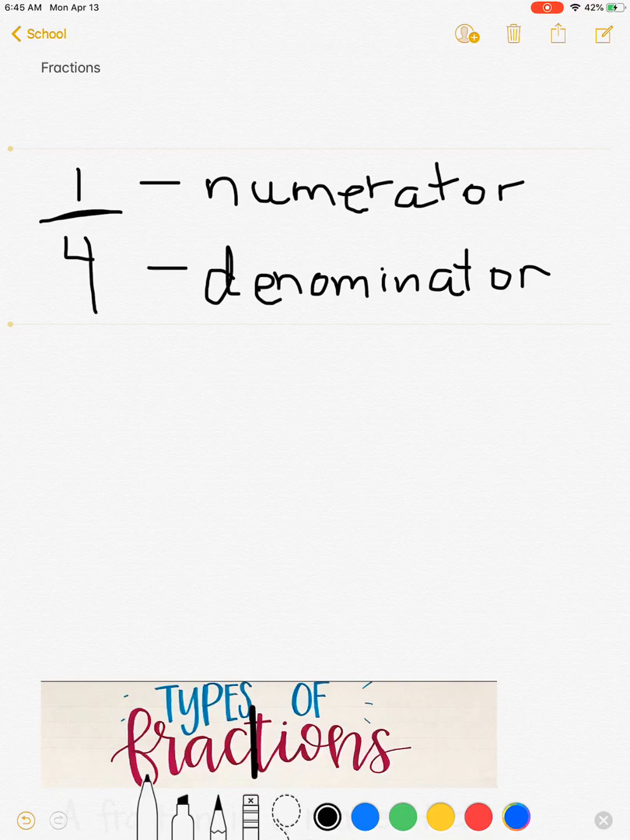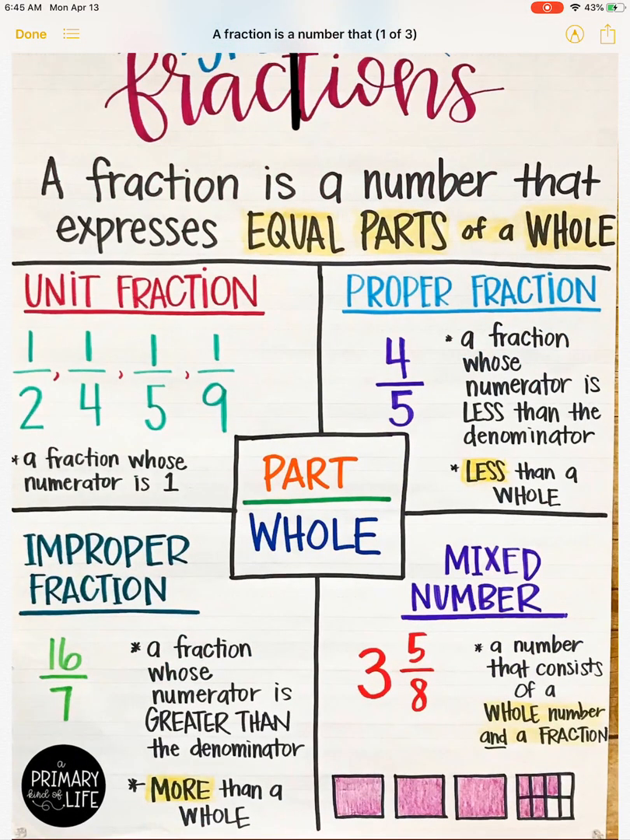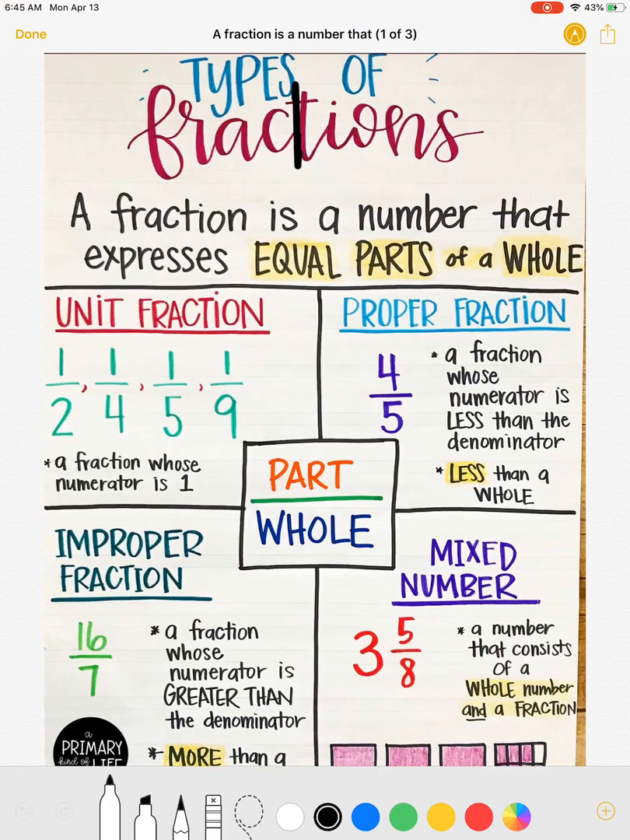And also, there's a special name, or a couple different names for this fraction. Whenever the numerator, the number on the top, is smaller than the denominator, what type of fraction is that called? Do you remember? Or when we have a numerator of 1. Let's look at this anchor chart. Types of fractions. A fraction is a number that expresses equal parts of a whole.